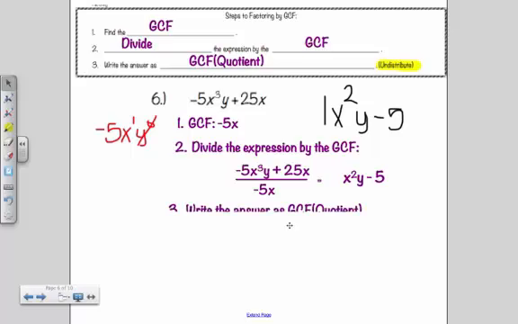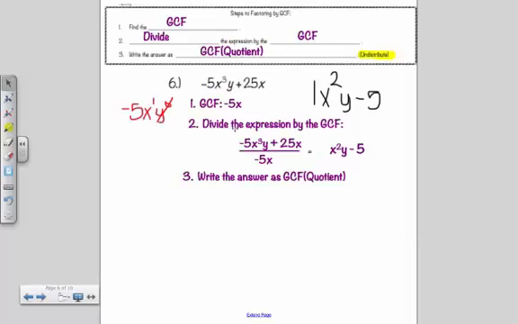Lastly, you are going to write the answer as the GCF multiplied by the quotient. So I'm going to take my GCF, which is negative 5x, and I'm just going to simply write it on the outside, and then the quotient will go right on the inside. So this will go on the inside of my expression. And this is my answer in factored form.